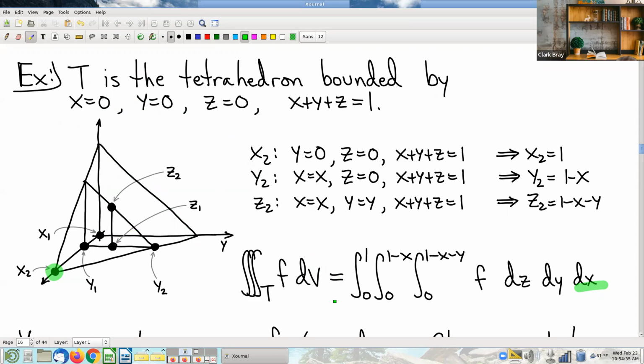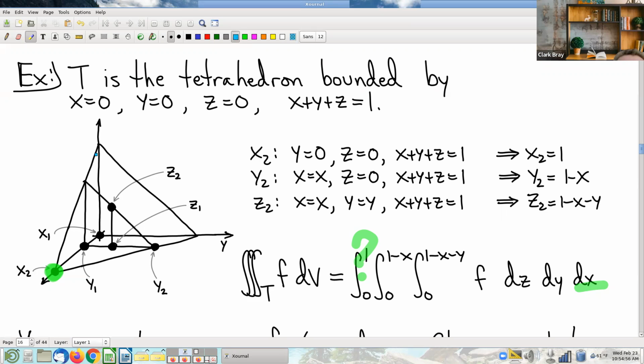Now, less obvious though, this point right here. How do I get the coordinates of that? What is the x coordinate of that point? Well, that point is on certain surfaces. Those surfaces have certain equations. Let's write down those details. That point that I'm interested in, that's going to define my upper bound.